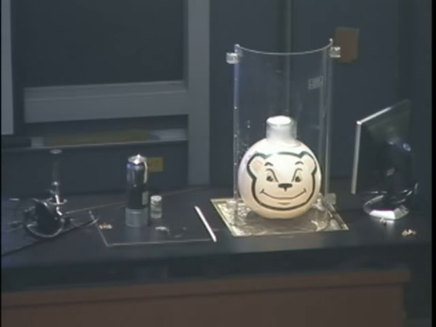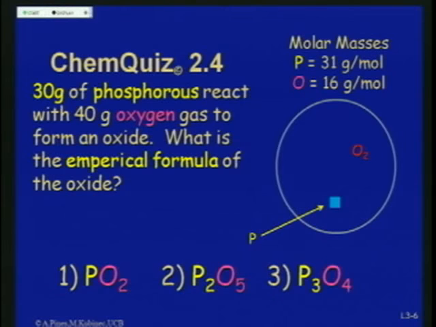So let me ask you a question. We have 30 grams of phosphorus and we reacted it with 40 grams of oxygen. And you see oxygen was a liquid first and then it became a gas to form a phosphorus oxide. What is the empirical formula of the oxide? What's the lowest whole number ratio?